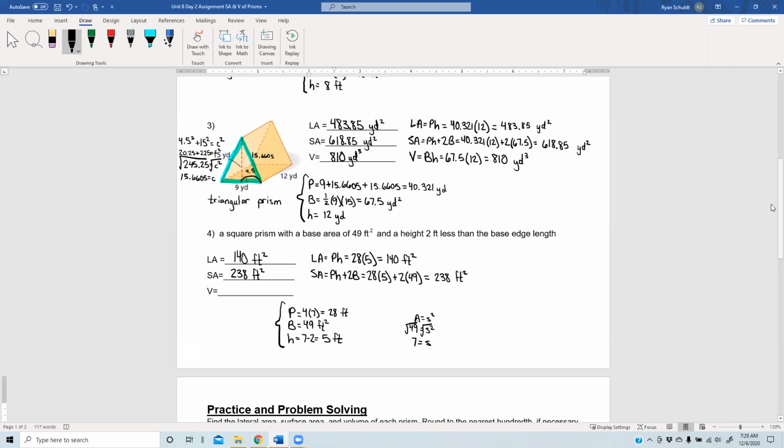And then we have volume. It's going to be big B times H. Now, big B is 49. Height is 5. 49 times 5 is 245. And then we're going to have feet cubed. Okay, see, that one wasn't that bad.